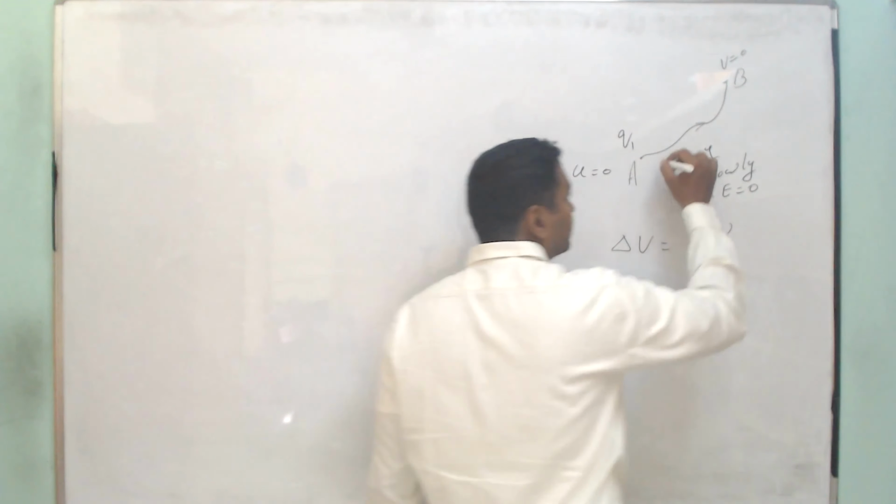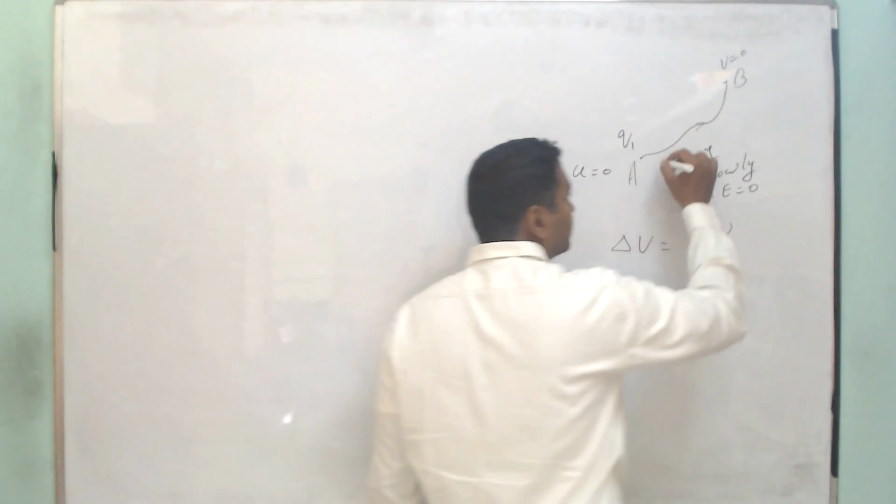Now, if that is the case, I can say my work done is equal to the negative of the change in potential energy. Which potential energy are we talking of over here? Electrostatic potential energy. And I have used a minus sign. So what should be this work done by whom?